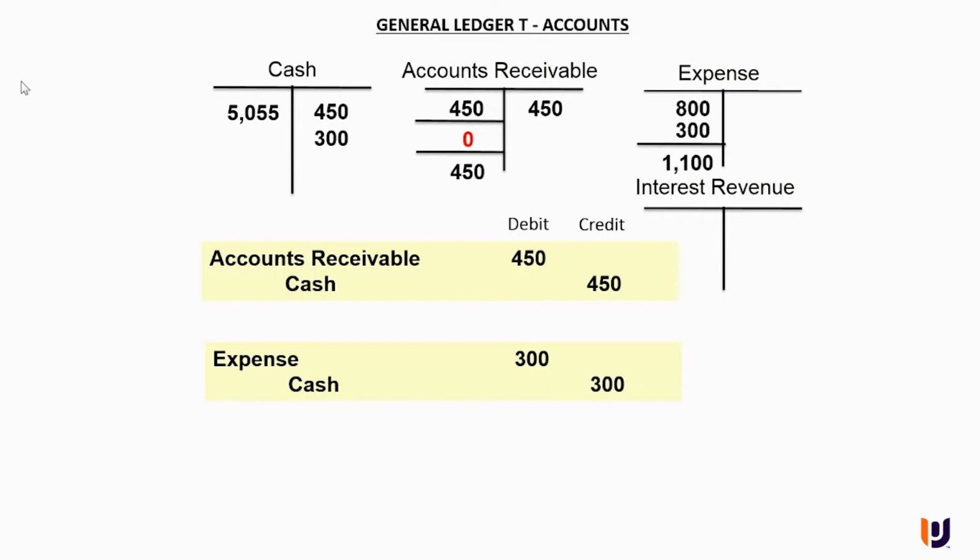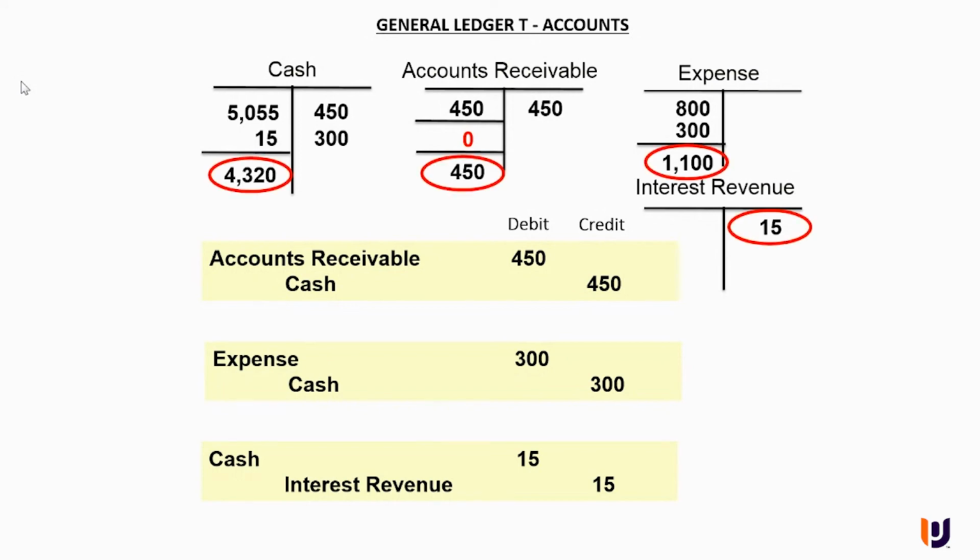The third item was the interest revenue, which we had not recorded, but we've got to show interest revenue of $15. So this would be a credit to interest revenue for $15 and a debit to cash for $15. Our cash total now is $4,320, which is what it should be. Accounts receivable is $450, the expense is $1,100, and the interest revenue is $15. So now all accounts are properly stated. There they are. That's what they should be.